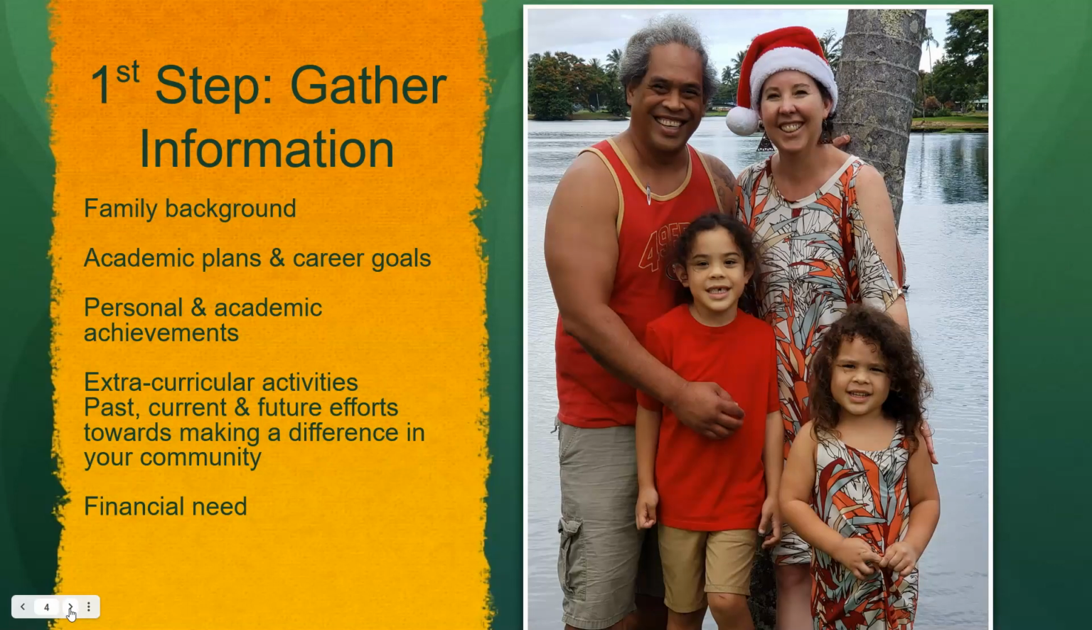We're going to look at some different steps to help you prepare to write your personal statement, and the first step is to gather information. Some of the types of information you might consider gathering to then form into your personal statement include family background, academic plans and career goals, personal and academic achievements, and extracurricular activities. Also, it's important to include past, current, and future efforts towards making a difference in your community. And finally, you might want to talk about financial need.